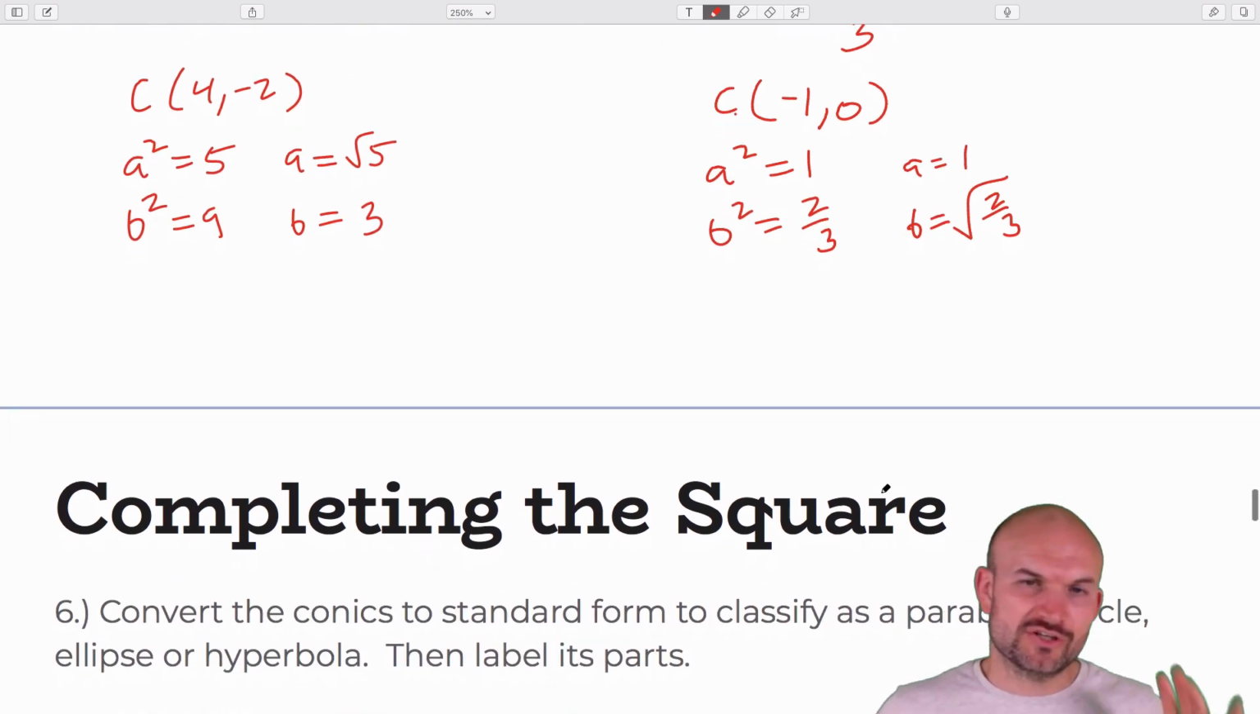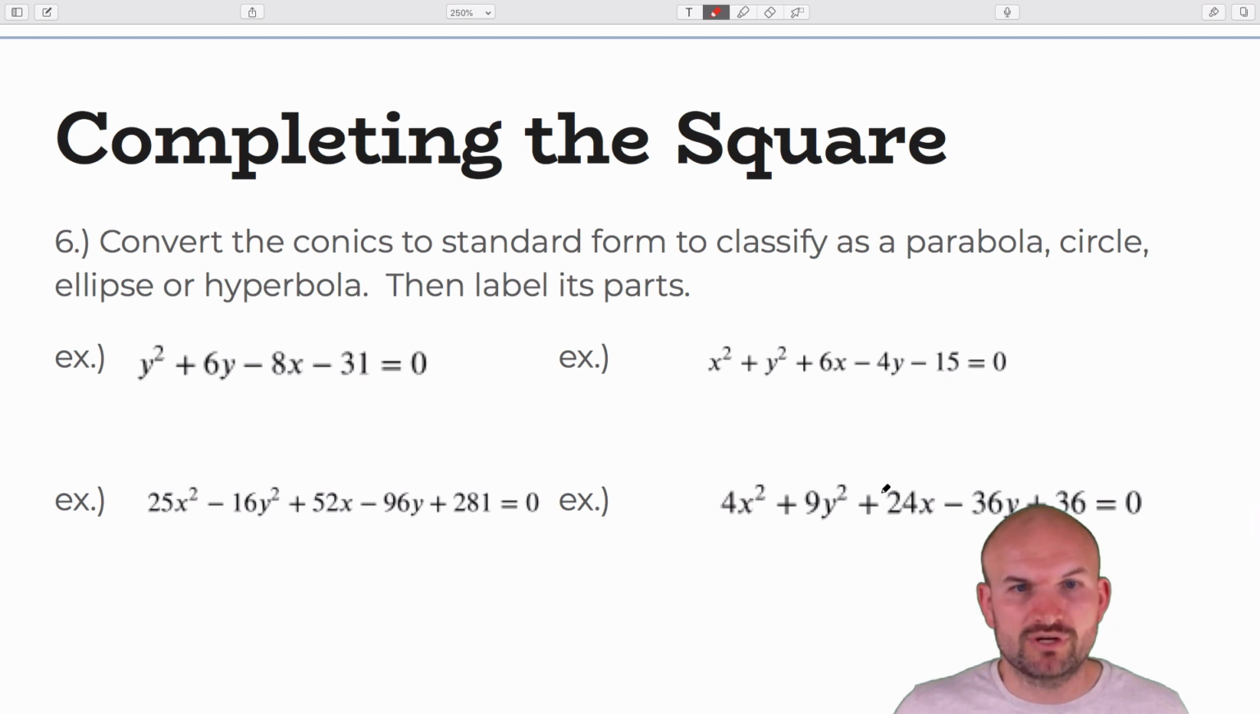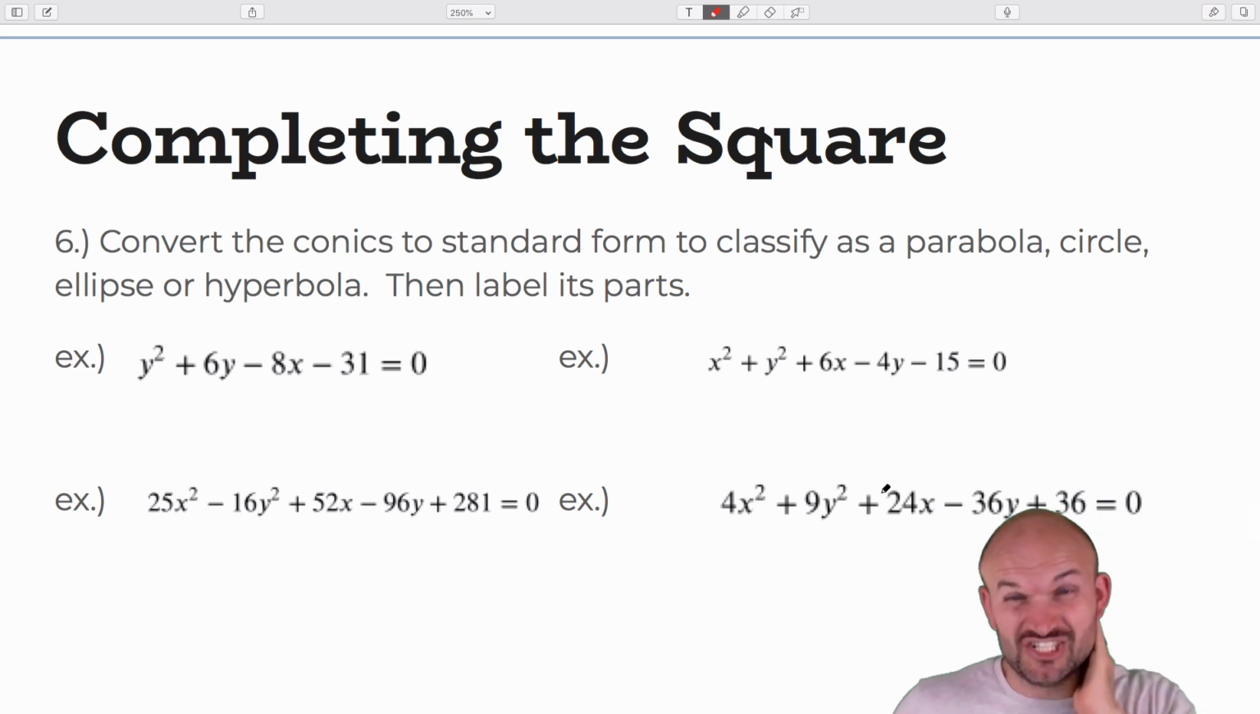For right now, I just wanted students to practice that. But now we're going to get into identifying the conic based on the formula in general form.